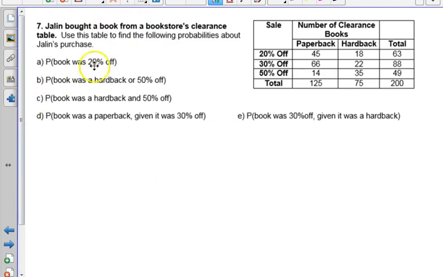Jalen bought a book from the bookstore. You just have 5 probabilities. Book was 20% off. So out of the 200 books on the table, Jalen picked one that was 20% off. That would be 63 out of 200. I'm not reducing. You need to reduce on a quiz, but don't need to do it now. Book was a hardback or 50% off. So this counts, this counts, this counts, and this counts. Yes? Everybody see what I'm talking about? All the hardbacks, and so that would be 89.